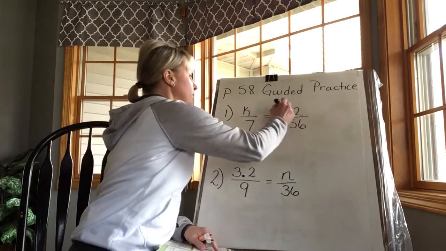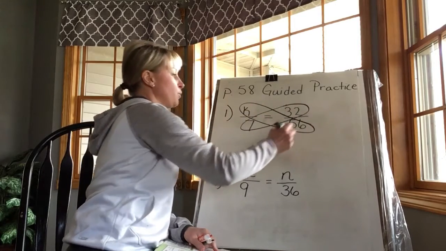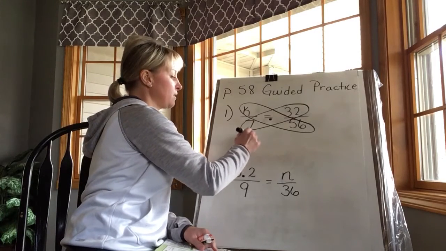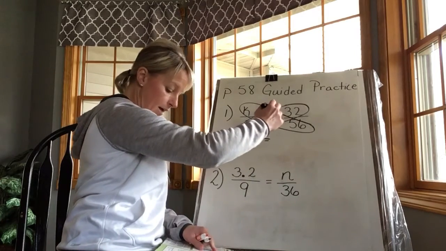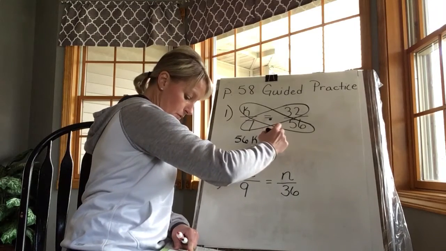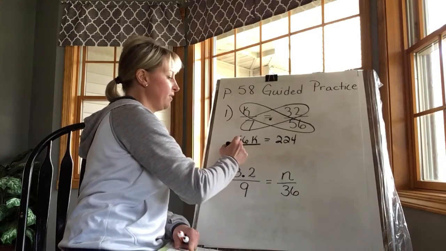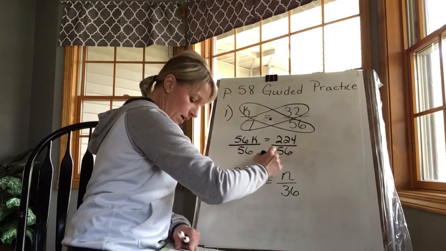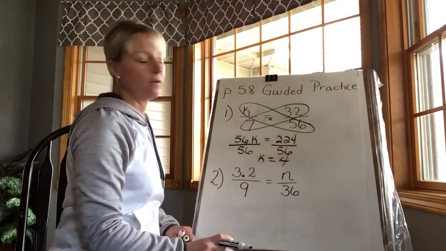So again, what do we do? Cross product. So we're going to circle going across because that's why we have the cross product. I'm going to keep my variable on the left, so I'm going to have 56k equals, and then 7 times 32, and I did that in my calculator, which you should probably be doing also, which would be 224. Divide by 56, divide by 56. So k equals 4. I just did 224 divided by 56 in my calculator.